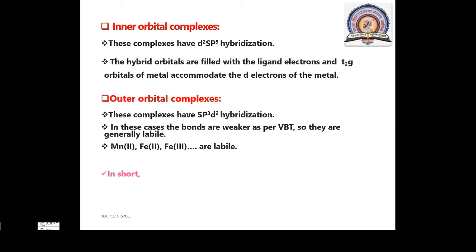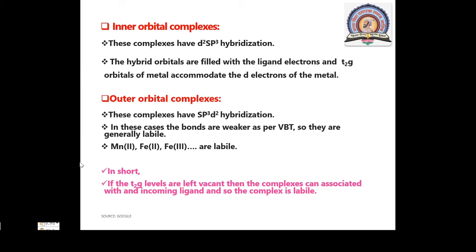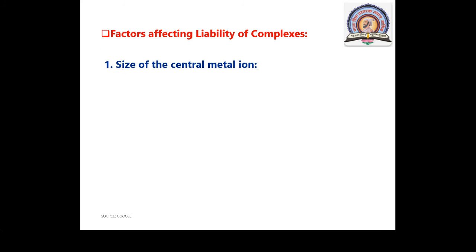Okay. In short, if t2g levels are left vacant, means there is vacancy for the incoming nucleophile or incoming ligand, then the complex can associate with the incoming ligand, and so the complex is labile one. And if all t2g levels are filled by electrons, then the complex is inert one. So student, let's see factors affecting lability of complexes. So the first factor is size of the central metal ion.